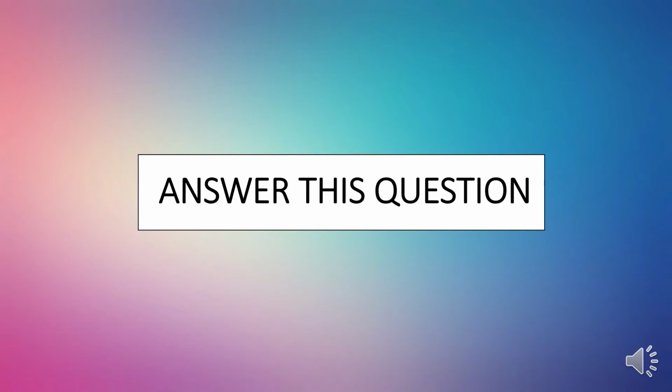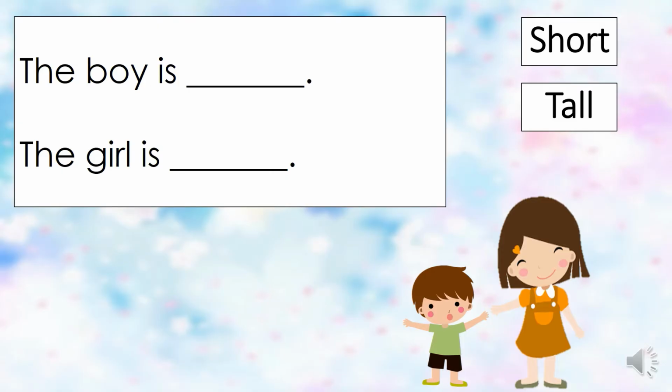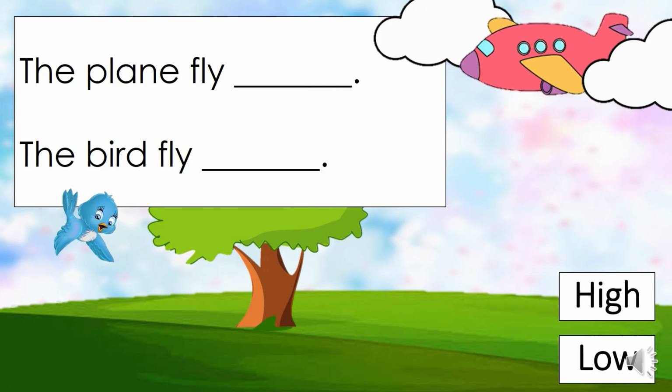Let's answer this question. The boy is short or tall? Very good. The boy is short. Meanwhile, the girl is tall. Next question. The plane flies high. Very good. Meanwhile, the bird flies low. Very good. You're very clever.